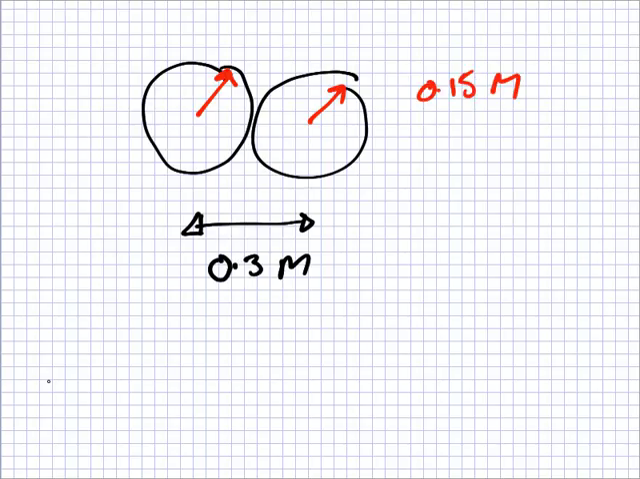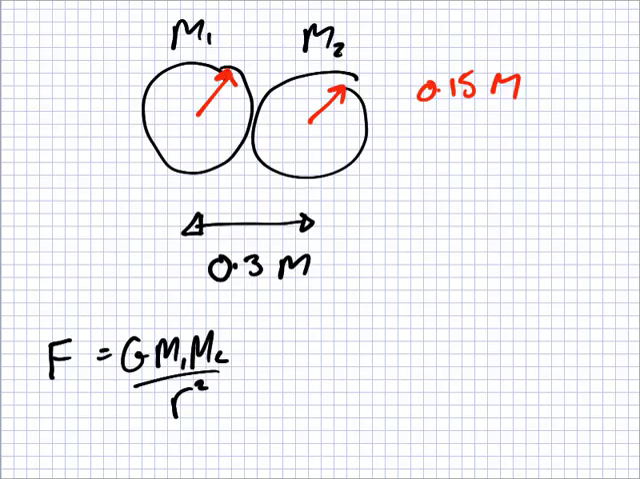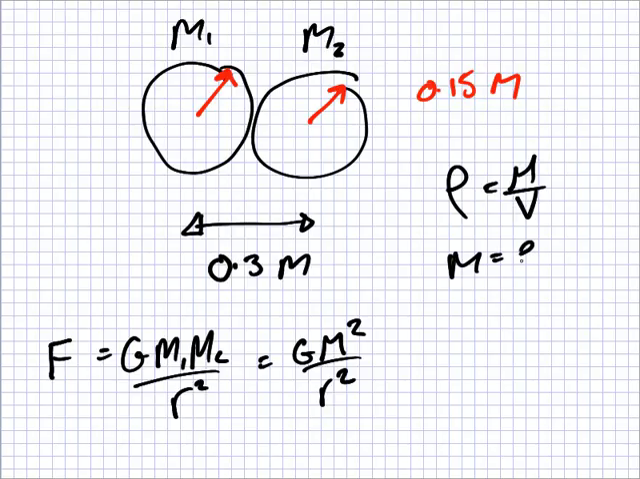Right, so according to Newton, F equals G m1 m2 over r squared. But actually these masses are the same, aren't they? They're identical. So I can just write this as G m squared over r squared. And we have density is mass over volume. So mass is density by volume. So this will be G density volume squared over r squared.